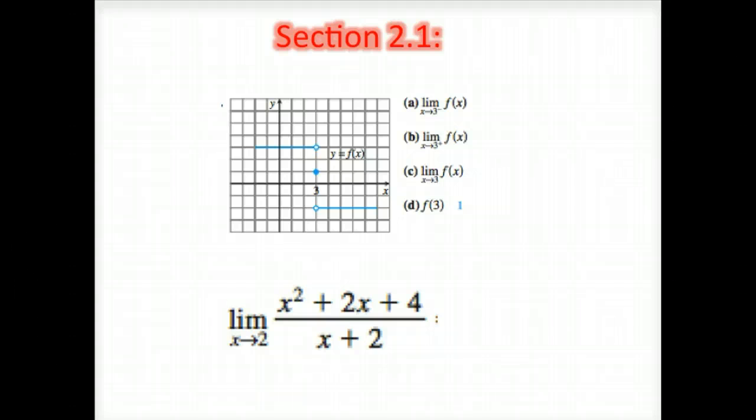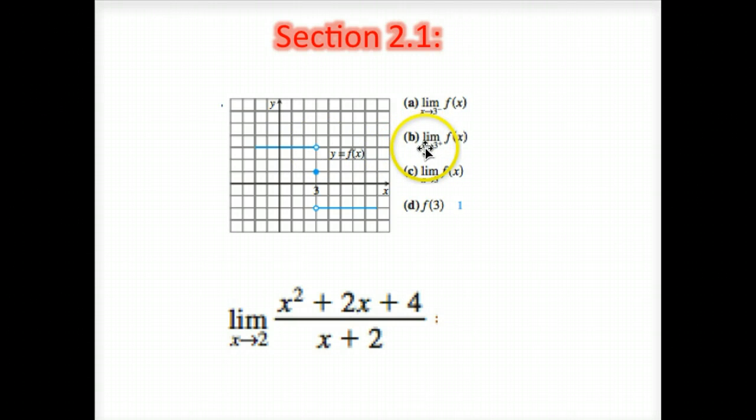Section 2.1, this is what is expected that you should know by the time you're done with it. You should be able to look at a graph and be able to tell what the limit is going to be at any part of that graph. For example, part A, it says, what is the limit as x approaches 3 from the left-hand side? Well, if I'm going to 3 from the left-hand side, I'm coming along this line here, and it looks like my answer should be 3, because it's the height. The limit at any given point is the height of the function at that point.